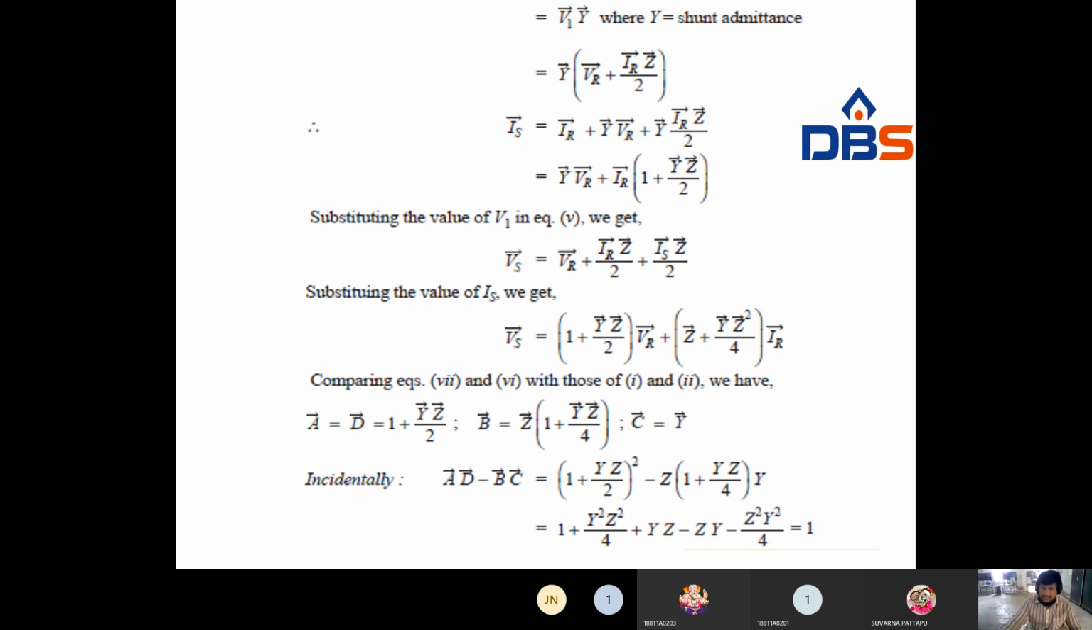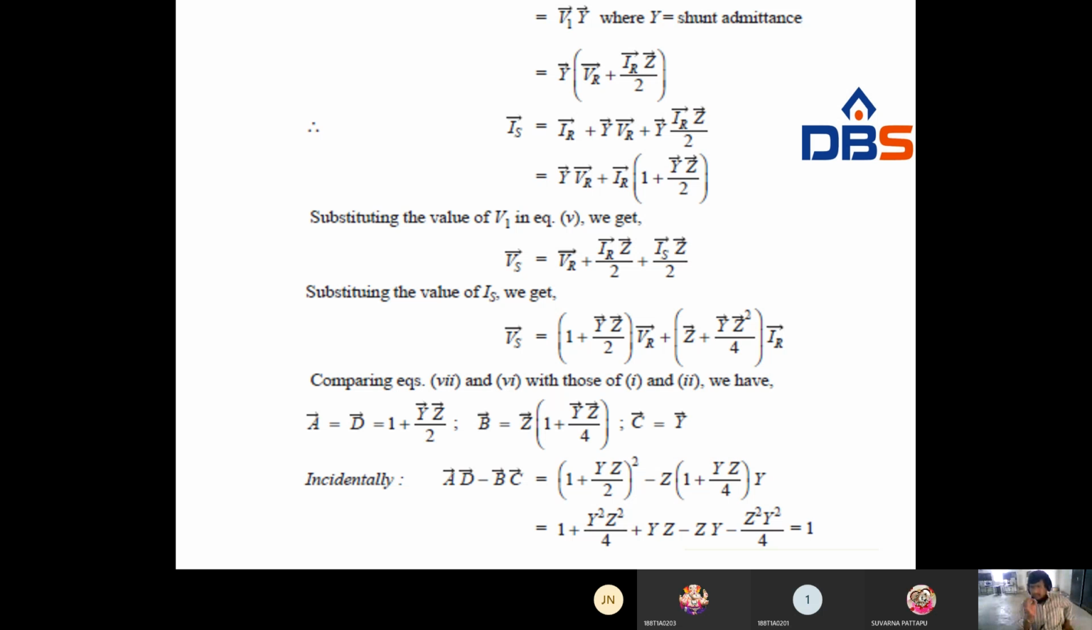Comparing the equations, this is the sixth equation and this is the seventh equation, right? Compare the sixth and seventh. Is is the sixth equation, Vs is the seventh equation. Now comparing these two equations with the generalized constants 1 and 2, A is equal to D is equal to 1 plus Yz by 2, B is equal to Z into 1 plus Yz by 4, C is equal to Y.